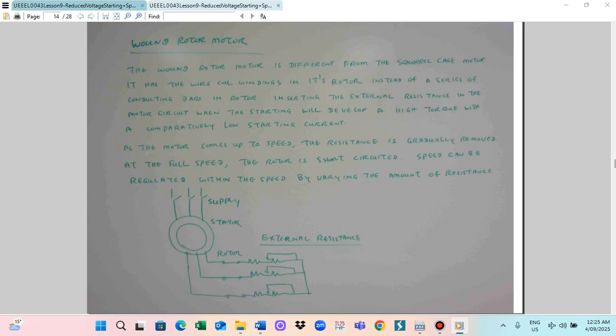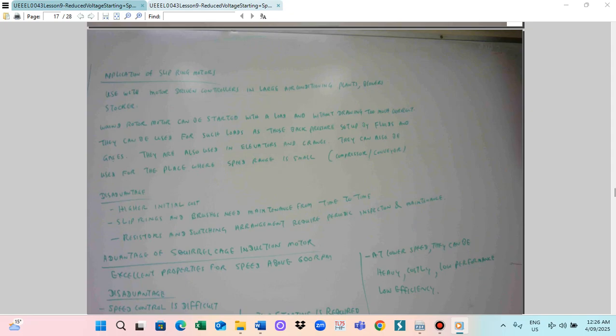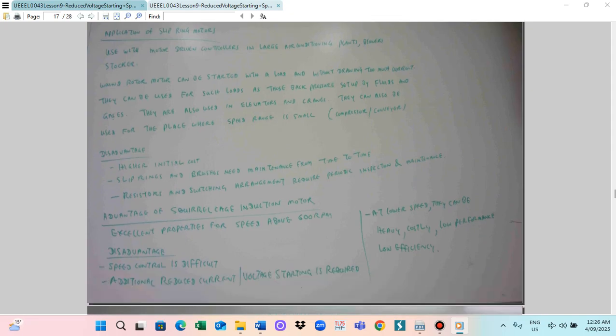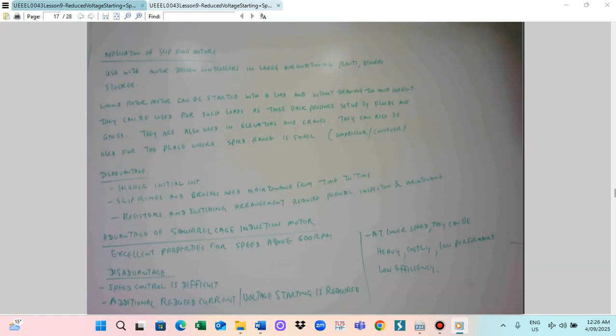But the wound rotor motor is costly, more expensive, because it has both stator and rotor windings. So the rotor winding cost is double that of the squirrel cage induction motor. Also, this wound rotor motor has resistors and conductors, so we need to make periodic inspection. Periodic inspection means that you have to check all the time. The squirrel cage motor is very robust because it does not have any movable conductor, so you can use it as much as you like. But the wound rotor motor needs to be checked periodically. So it has this one advantage and a disadvantage.